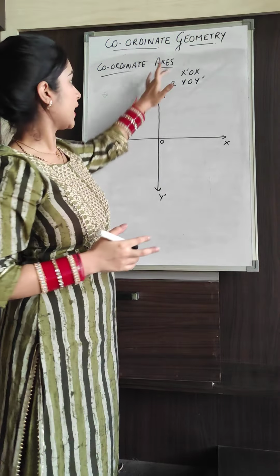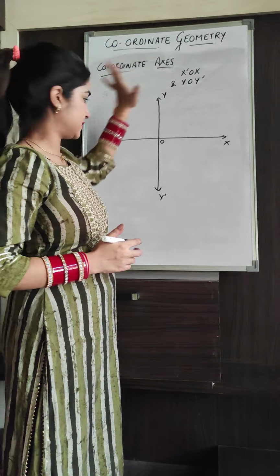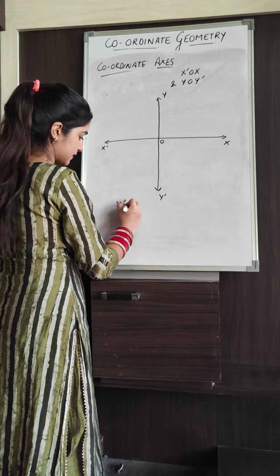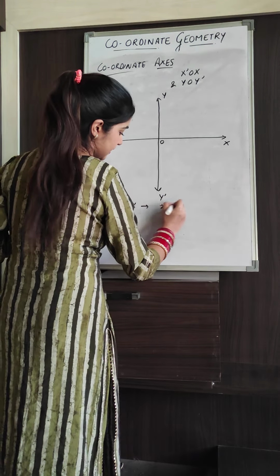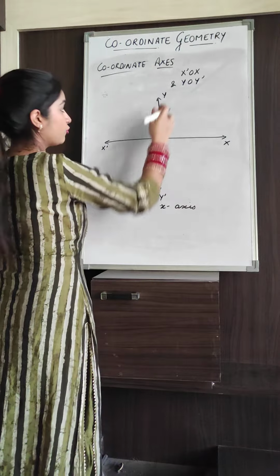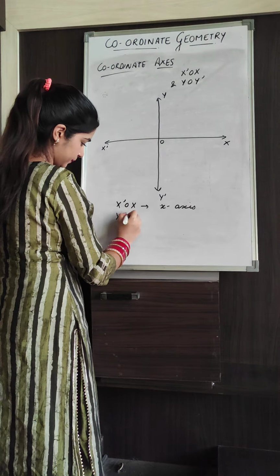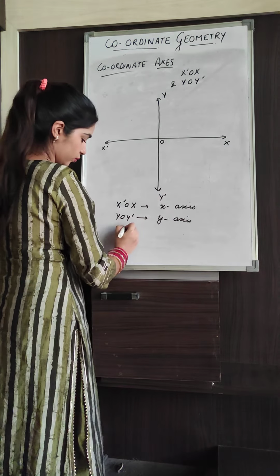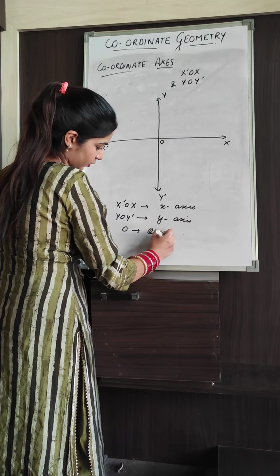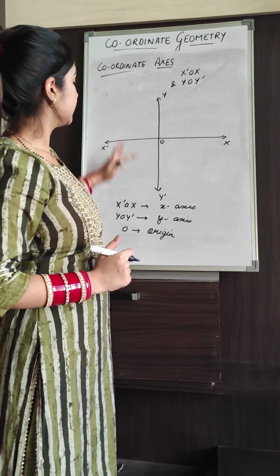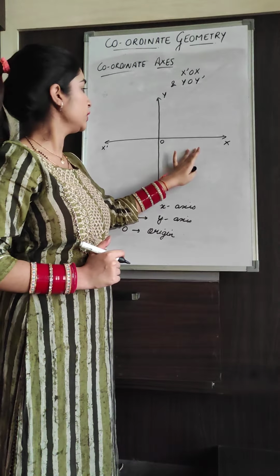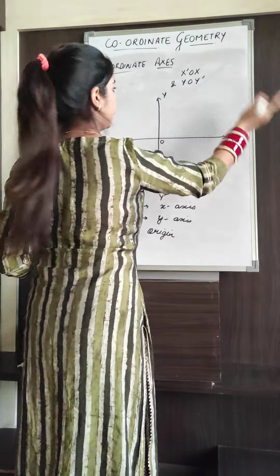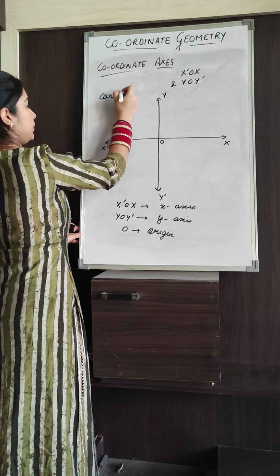Now these two lines are combinedly known as coordinate axes. The horizontal line X'OX is known as the x-axis and the vertical line YOY' is known as the y-axis, and the point O in this plane is known as the origin. By combining these two lines, which are mutually perpendicular and intersecting at a point, we get this whole figure, and this whole figure is known as the Cartesian plane.